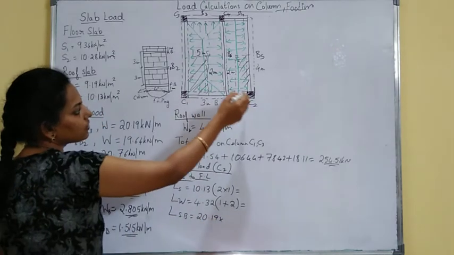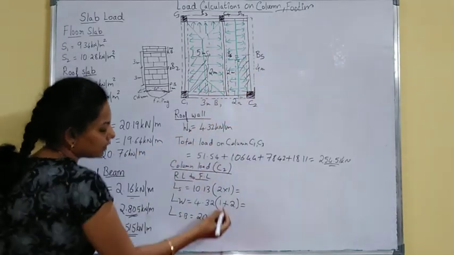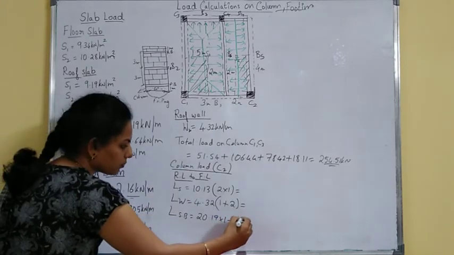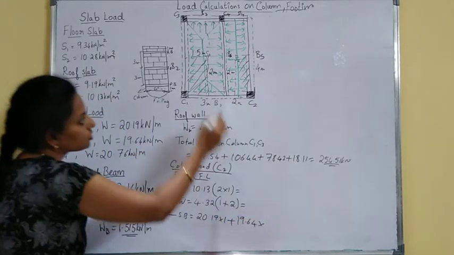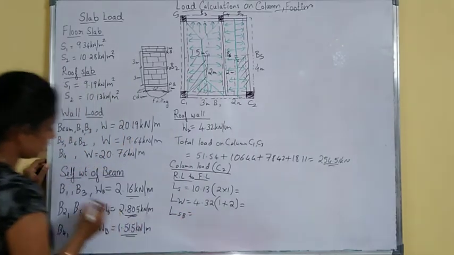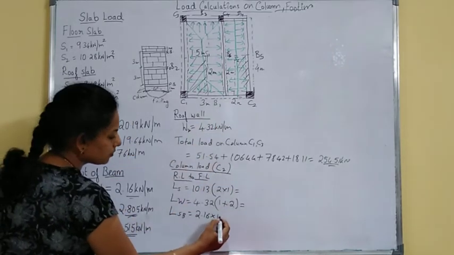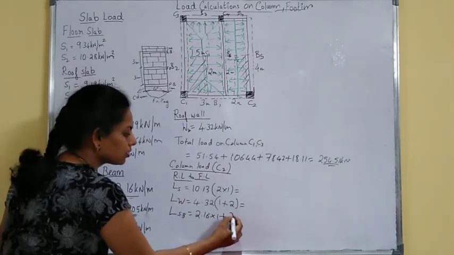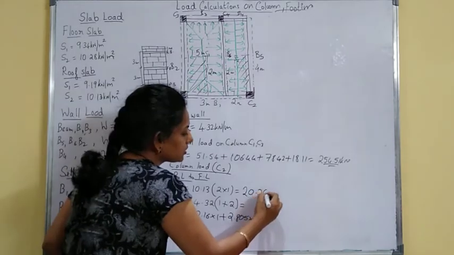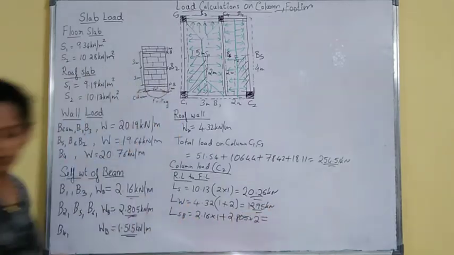It will be almost the same, B1 and B5. You have 20.19 into B1, how many meters? B1 is 1 meter, plus B6 is 19.64 into 2 meter. Self-weight of beam: here B1 is 2.16 into 1, less, B6 is 2.805 into 2, 3.26 kilonewton, and this will be 7.72.